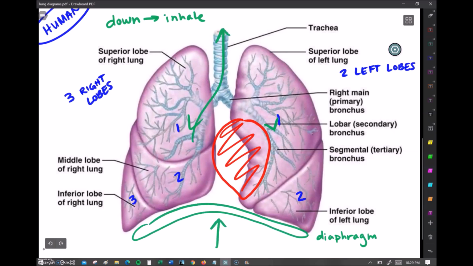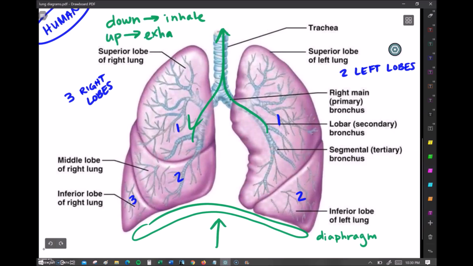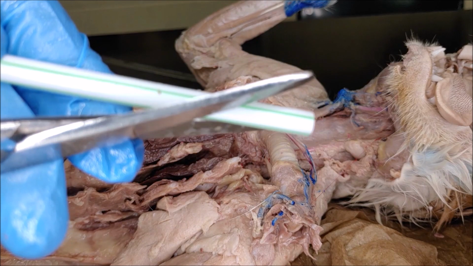When the diaphragm relaxes and goes back up, that allows our lungs to deflate because it's releasing that vacuum, and that is what allows us to exhale. So down is for inhaling and up is for exhaling.